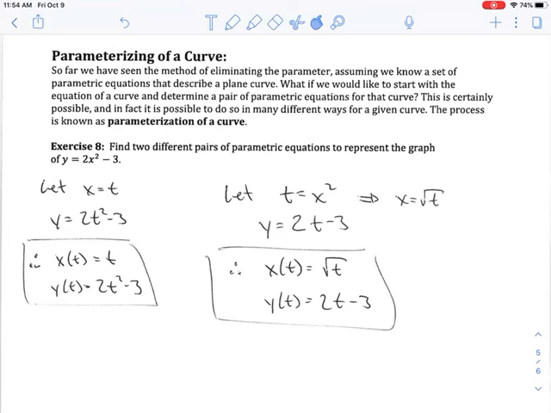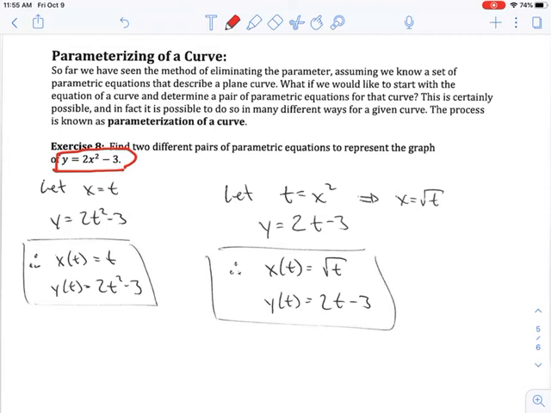So what we're going to be doing now is starting with the function y equals 2x squared minus 3, and we want to parameterize it, which means we want to create a set of parametric equations that will describe this function. Now, hint, there are many, many different ways that you can do this. It all depends on how you define t.